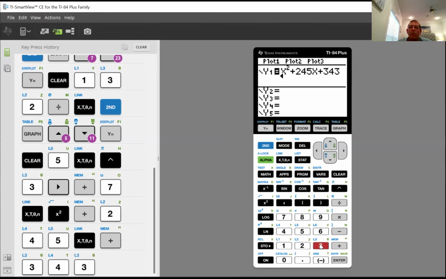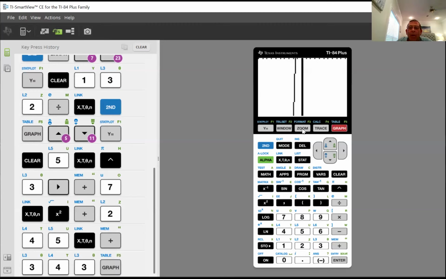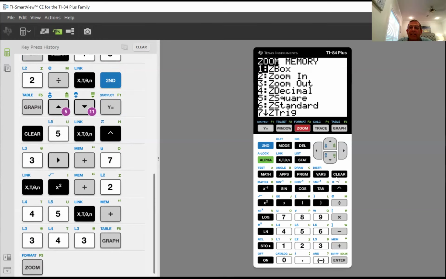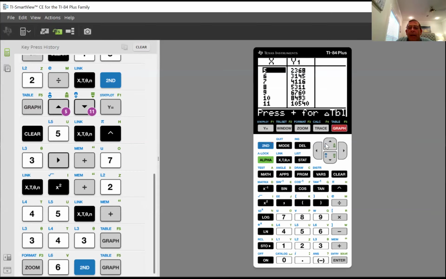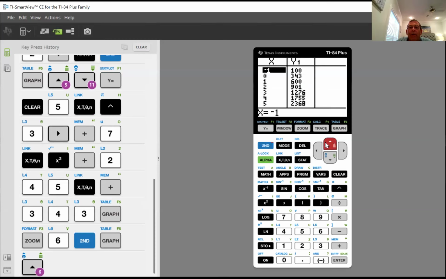I'm going to go to graph and see what I get. Oh, y'all, let me go back. So remember, to go back to a regular graph, you hit zoom 6 for zoom standard. That'll put it back on a 10 by 10, okay? Now notice, that looks like it's going in between the 1 and the 2 on the negative side. And if I go to my table and I go to my -1, notice I don't get a 0 there.